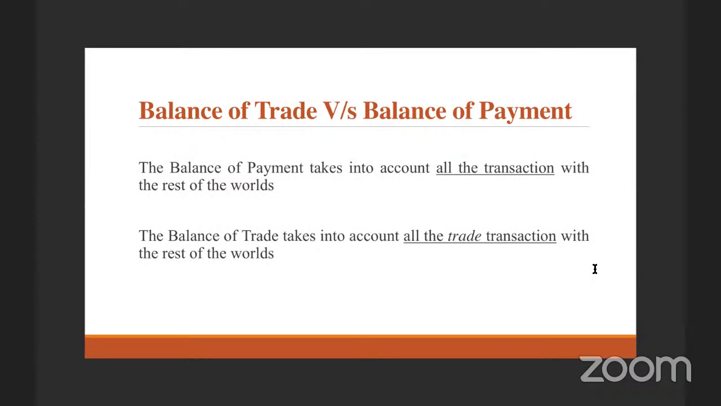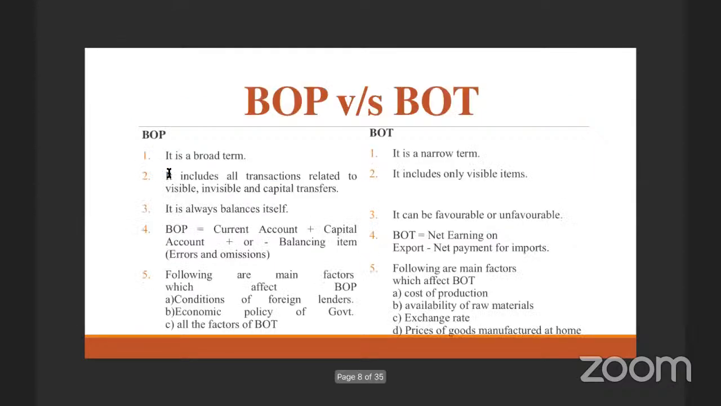The difference: balance of payment takes into account all transactions, while the balance of trade takes into account only the trade transactions. Therefore I said the balance of trade is a subset of balance of payment. Balance of trade is part of balance of payment. It is a subset, it is part of that statement. We will see the real one. Balance of payment is a broader term, and balance of trade is a narrow term.